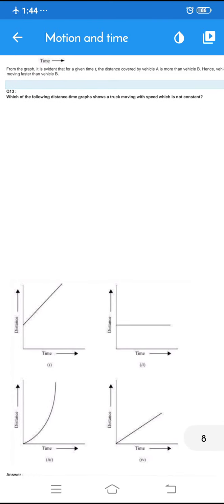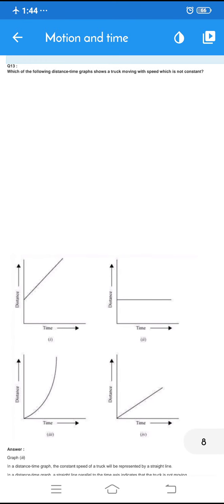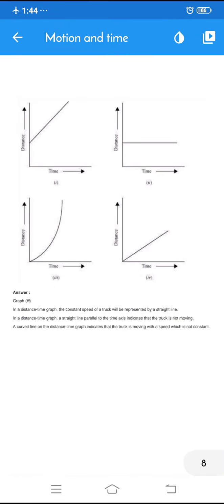Now let's go to question number 13. Which of the following distance-time graphs shows a truck moving with a speed which is not constant? Here four diagrams have been given. Among those, which shows a truck moving with a speed which is not constant? Graph 3 shows the truck moving with a speed that is not constant.